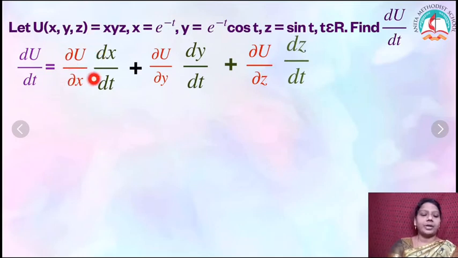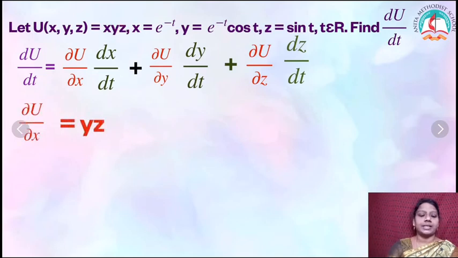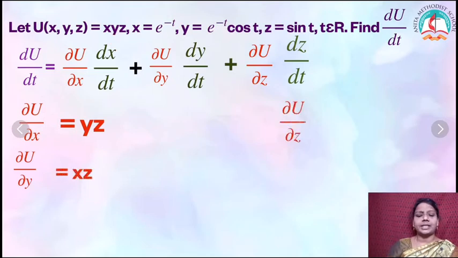First I am going to do partial differentiations. Then we will do the differentiations of x, y and z with respect to t. So now what is dou u by dou x? Only x differentiation is 1, so it becomes only yz. Then dou u by dou x is nothing but yz. Then what is the value of dou u by dou y? We have to differentiate only y, then it becomes xz. Then dou u by dou z is nothing but z's differentiation is 1, therefore we will get it as xy.